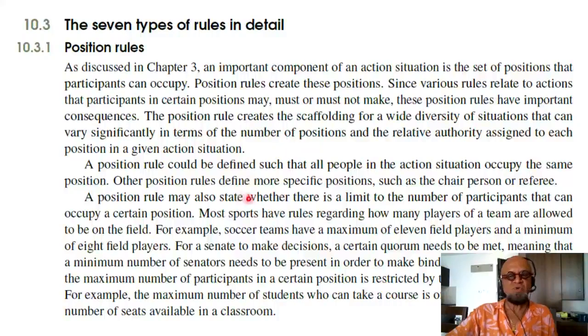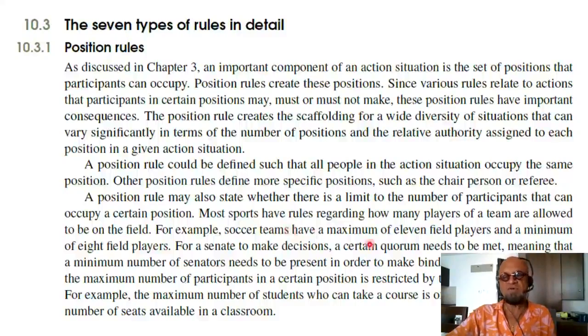A position rule could be defined such that all people in the action situation occupy the same position. Other position rules define more specific positions such as the chairperson or the referee. A position rule may also state whether there is a limit to the number of participants that can occupy a certain position: how many players you have, how many clerks you have, how many teachers you have.